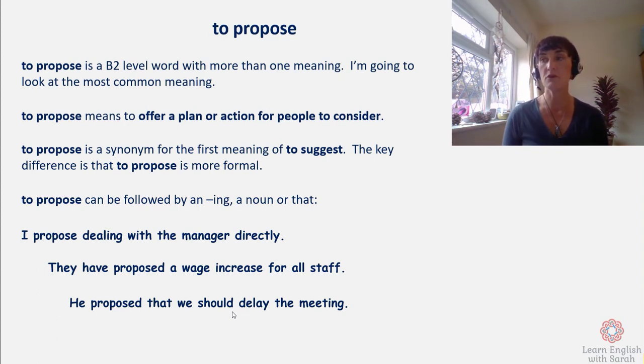So for you, when you're speaking English, it would be really helpful for you to remember the register difference. And finally, again, the stress is on the second syllable. It's a bit of a strange word, but the pronunciation here is propose.